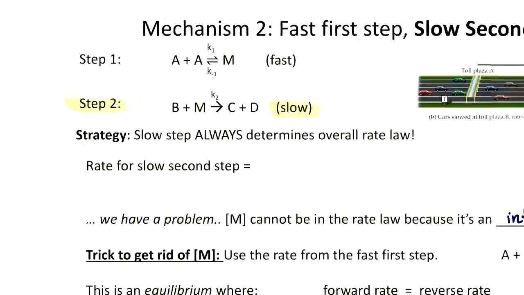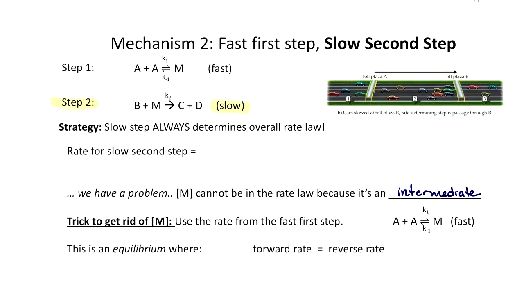So just like when the first step was the slow step, what we want to do is just say the slow step is our rate determining step. The slow step dictates our rate law. So the rate law for our slow step is K, I'm going to say K2 because it's the second step, times B concentration times what else? M, because M is also a reactant in step 2.